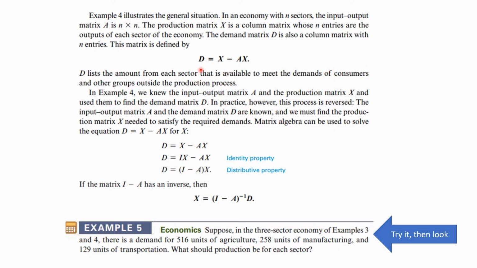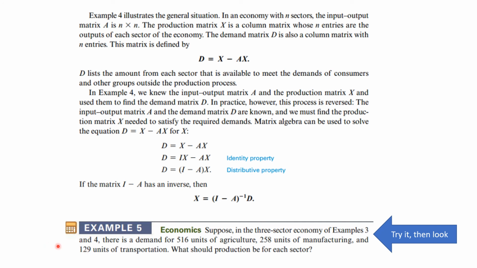Okay, now let's look at this a little more carefully. We started with the matrix equation D equals X minus A times X, but we can factor the X out of there. We factor the X out on this side because multiplication is not commutative. So D is equal to the identity matrix minus A, times X. But this is really of the form something times X is equal to D. So if the matrix I minus A has an inverse, then X is equal to the inverse of that, again multiplying on the left times D.